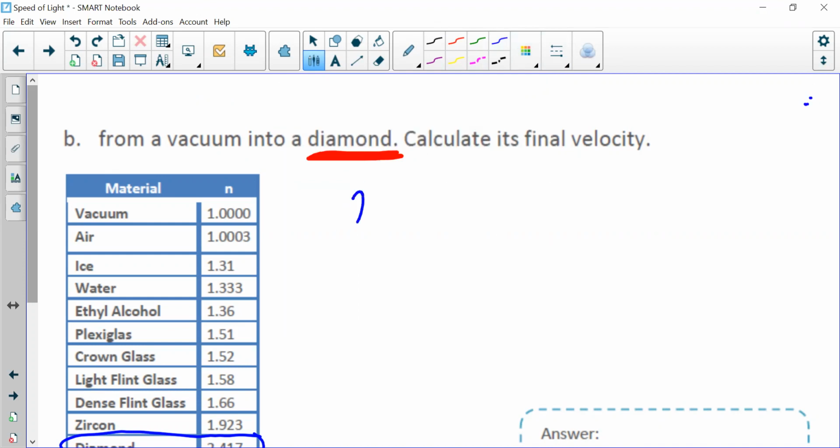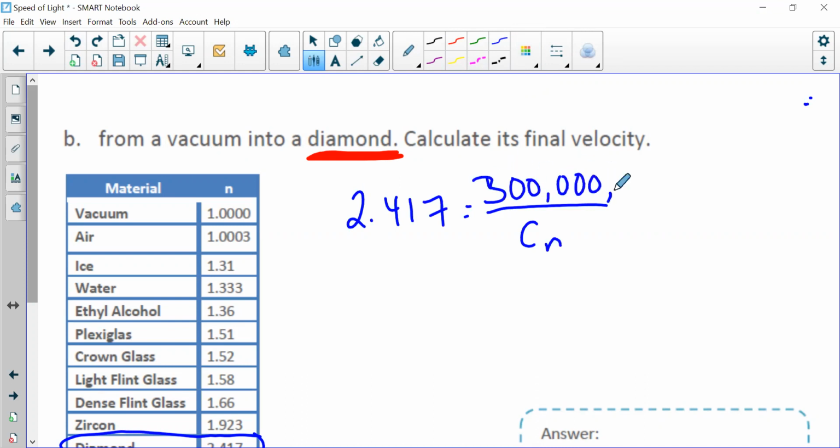So N is 2.417. What is CV? 3 times 10 to the 8. Very good. So we're just going to write that as 300 million or 3 times 10 to the power of 8 if you're comfortable with your exponents. If we're doing this by algebra, then we're going to multiply Cn out of the denominator.